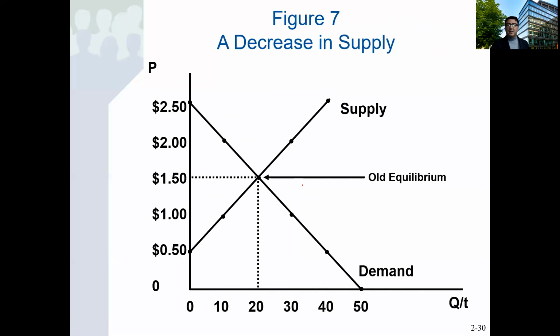Okay? So if you decrease the supply, the same thing. If you decrease the supply, the curve will go here. Okay, it's going to decrease. Okay? And guess what? Price is going to increase, right? If you decrease the supply, price is going to increase.